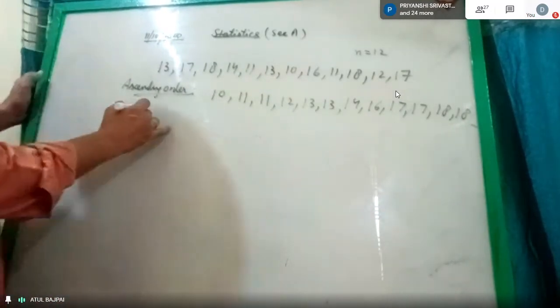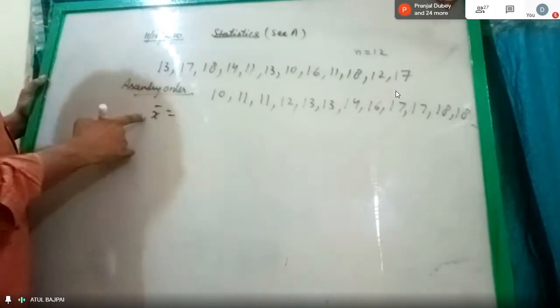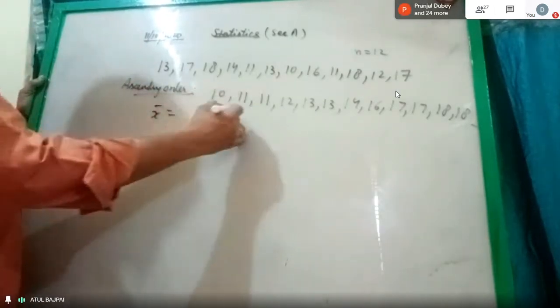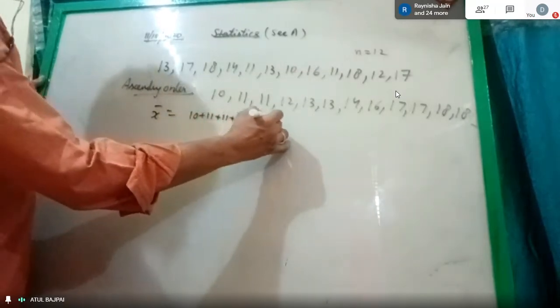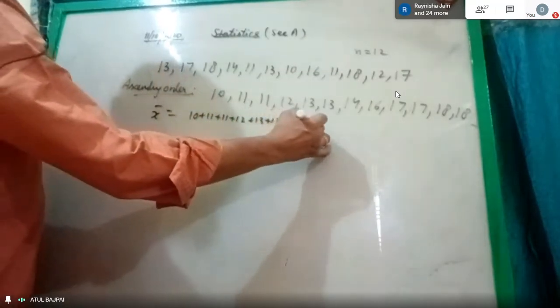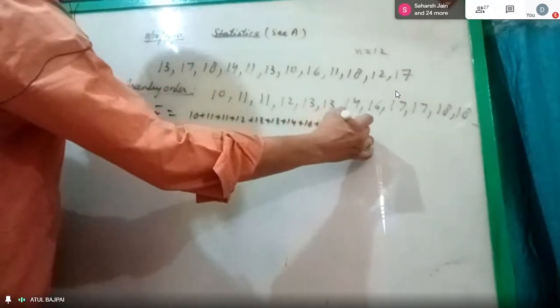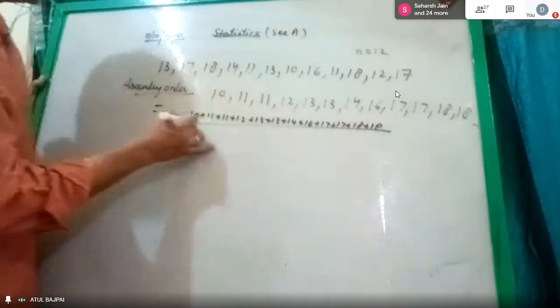Now the second step, I will find the mean. This is simple for mean. So the sum of all the values, 10 plus 11 plus 11 plus 12 plus 13 plus 13 plus 14 plus 16 plus 17 plus 17 plus 18 plus 18, divided by 12. Tell me the total.